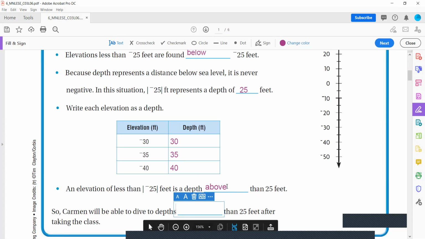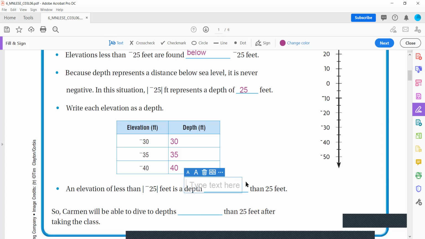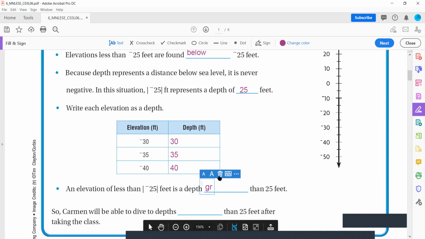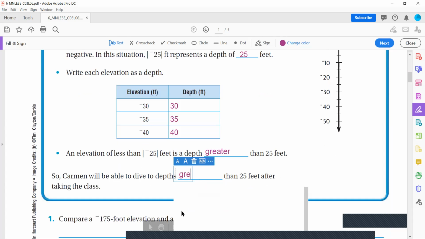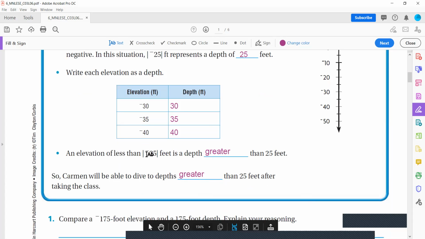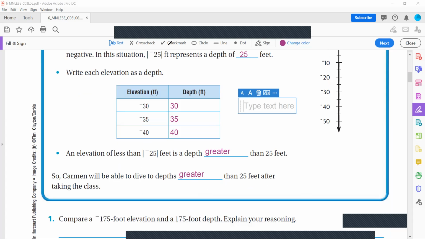Or I can say greater than 25 feet. Miss, but how is minus 25 greater than 25? No, it's not that. I'll tell you what it is. When I say the absolute value of minus 25, when I put a line here, what does this mean? This means you get a positive, right? Because this line means the absolute value of minus 25 is 25.